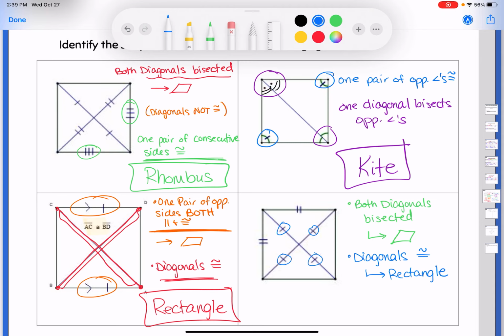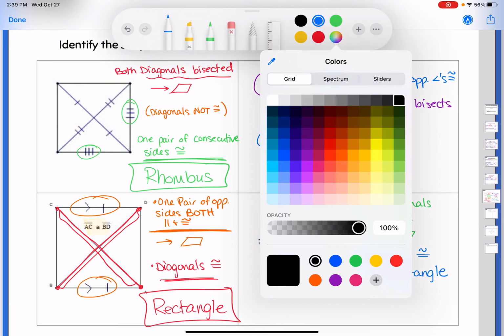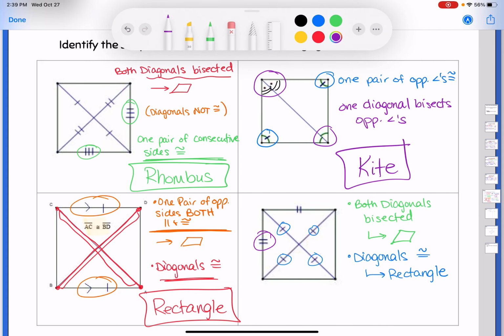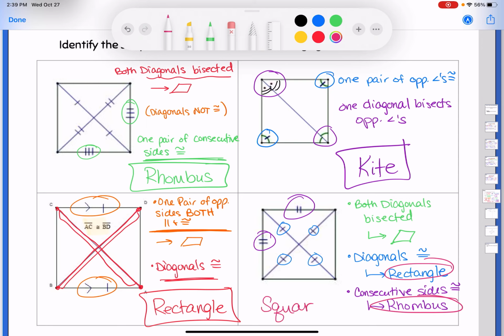But wait, there's more. Now I also see that I have a pair of consecutive sides here that are congruent. Well, consecutive sides congruent in a parallelogram, that told me a rhombus. That was like the first one, right? Hang on, if I can prove it's a rectangle and a rhombus, then this must be a square.